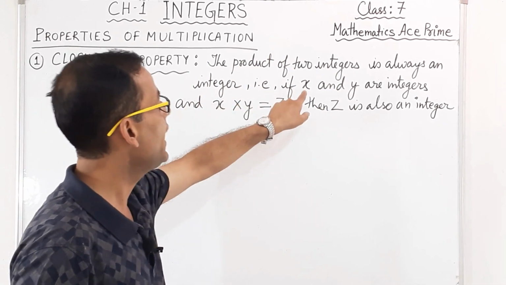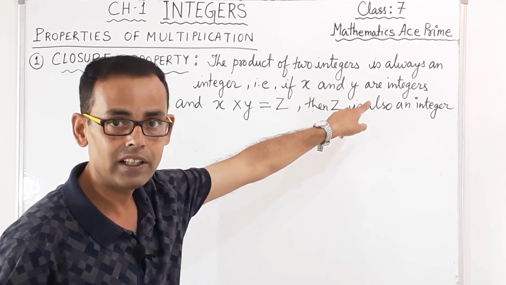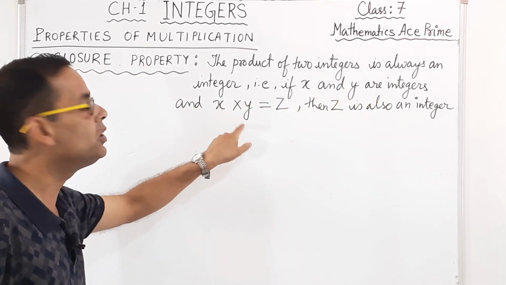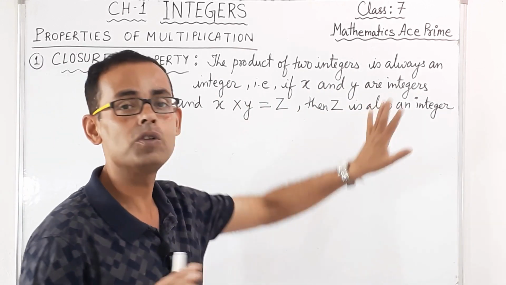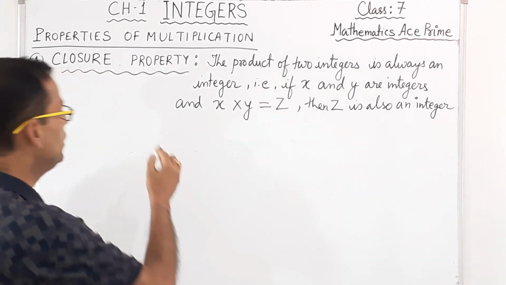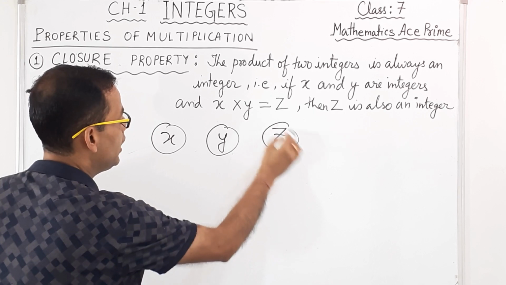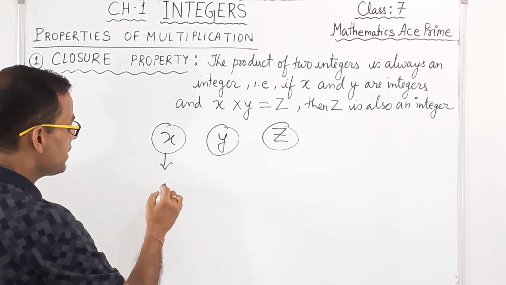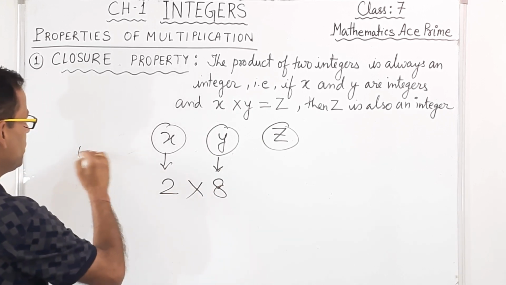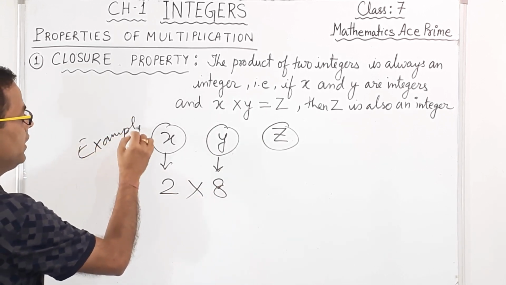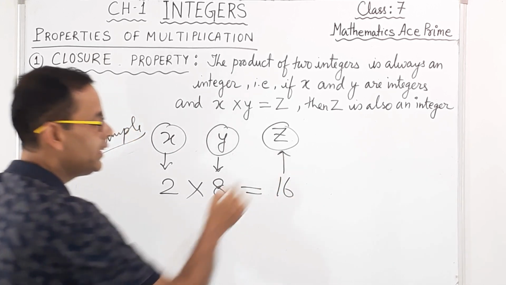Now if x and y are integers, if you take one integer as x and another integer as y, then you write x into y, and something will come out, that is z, and z is also an integer. For example, x, y and then z. Now if you take x as 2 and y as 8 and multiply, what will you get? 16. So 16 is also an integer.